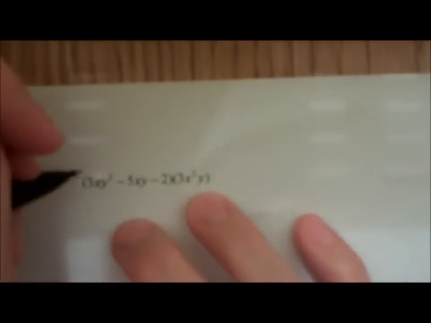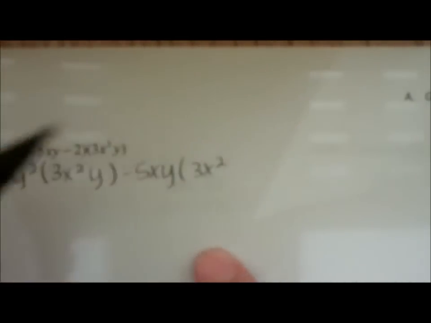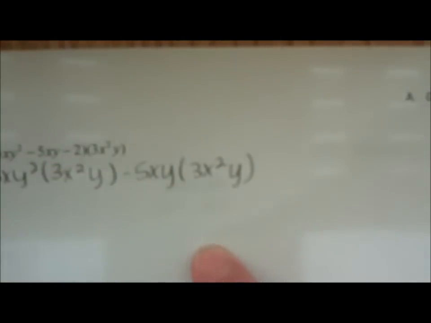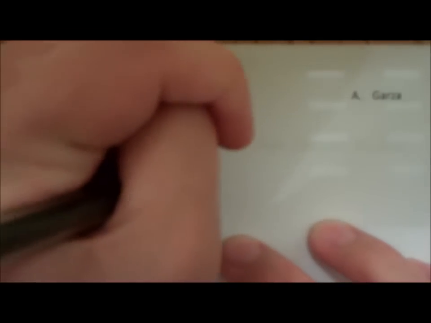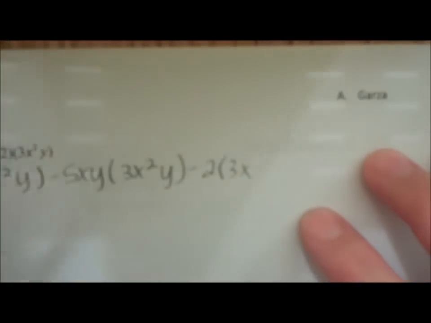Okay, 22. This comes from section 4.4. I'm going to take this first one and distribute it to the parentheses: 3xy squared times 3x squared y. Take the second term, minus 5xy, distribute it to the parentheses, 3x squared y. And then the third term, negative 2, distribute it to the parentheses, 3x squared y.